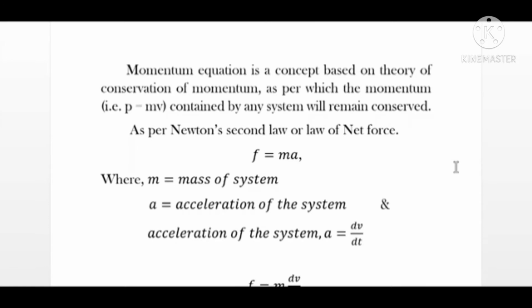We know what momentum is. Momentum is simply defined as the product of mass of the system with the velocity of system. That is, mv of the system gives us the momentum of the system. Let us now derive the momentum equation.